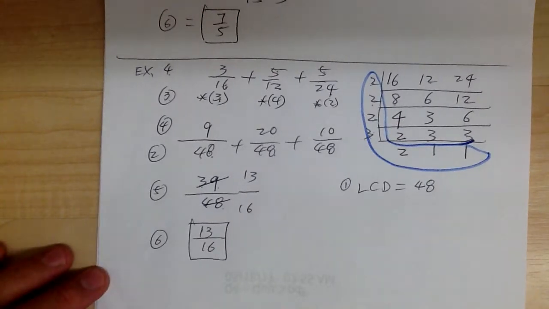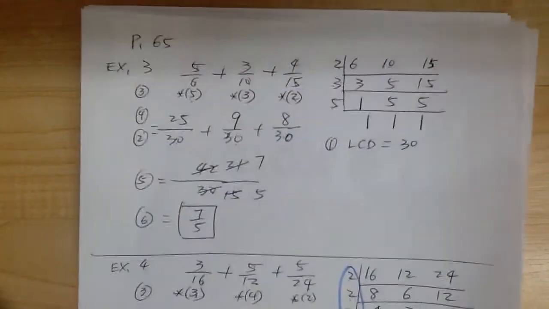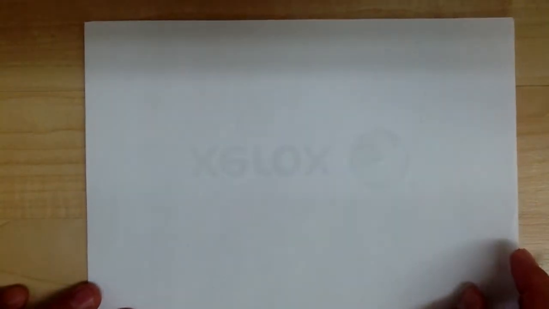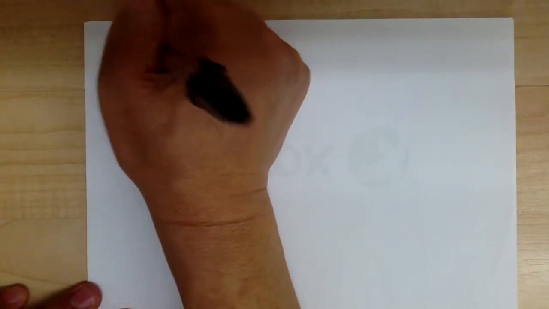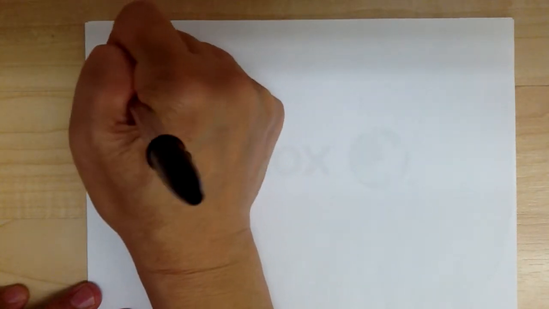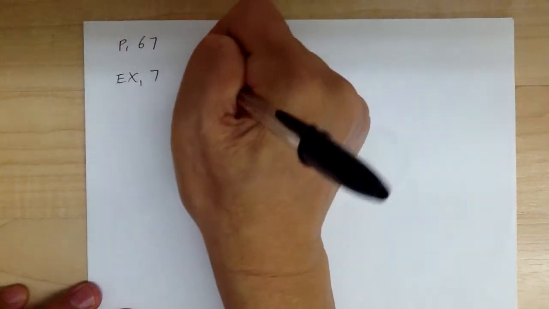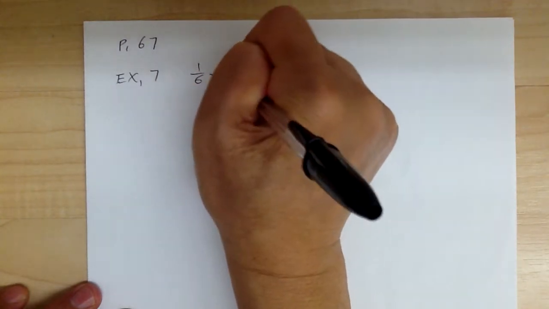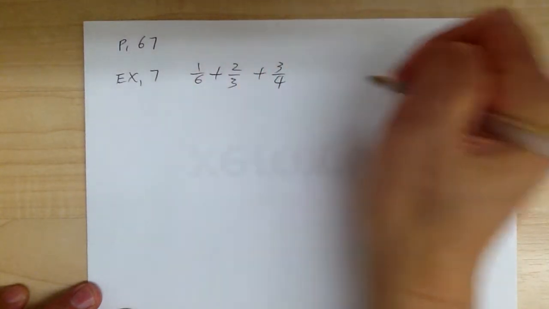Okay, so let's go and do more examples. Let's do one more example. Let's go to page 67 and let's go and do example 7. 1 over 6 plus 2 over 3 plus 3 over 4.